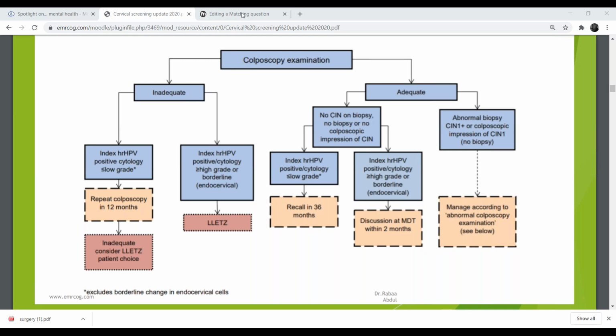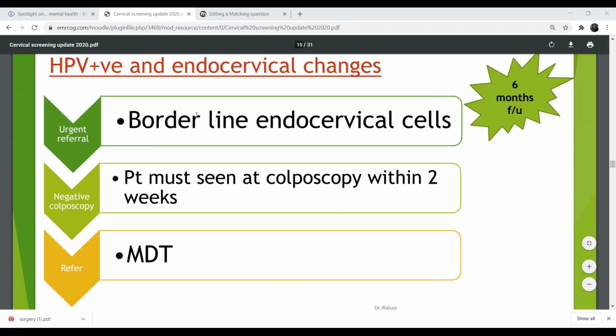Okay, so I will tell you what the new guidance or algorithm says. When you have endocervical changes, the patient will need urgent referral to colposcopy. The patient must be seen at colposcopy within 2 weeks, which means urgent referral, because we know that an urgent referral should be seen within 2 weeks. Is it correct? And the patient will be referred to the MDT. Okay, guys, this is what the new algorithm says.